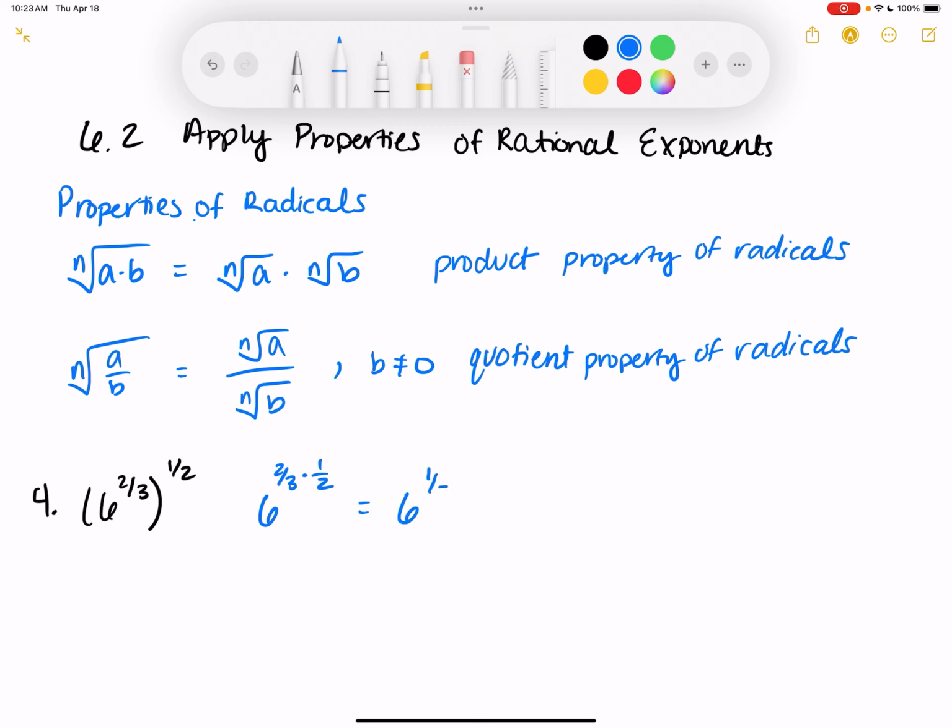You can either leave it like that, or if you want to write it as the cube root of 6, either of those answers would be fine. And since you're multiplying, you don't have to write this step out. You can just go straight to here and multiply that in your head. I'm just writing it out so you can see it.